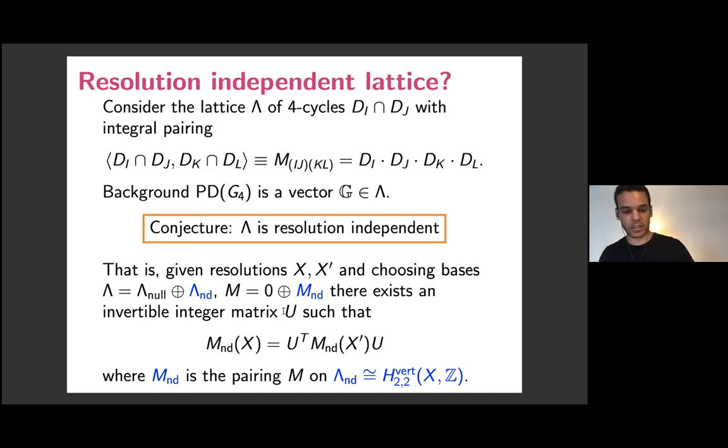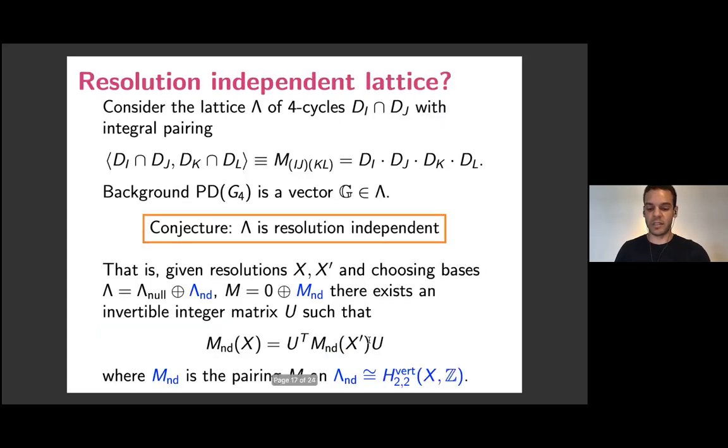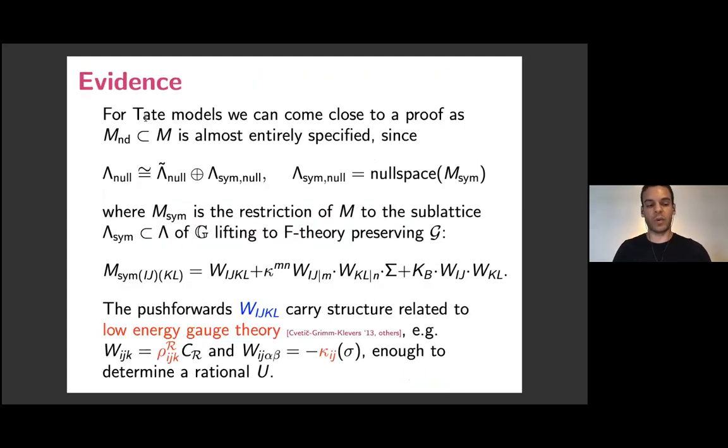So it turns out that this non-degenerate sublattice is isomorphic to the vertical homology subgroup H2,2. There's various types of evidence in support of this conjecture. One of them, obviously, is various examples where we've explicitly constructed the change of basis. In the interest of time, unfortunately, I can't say too much about some of the other pieces of evidence.